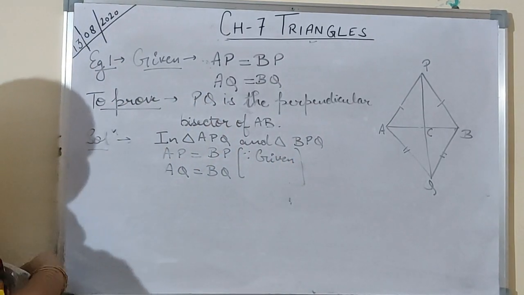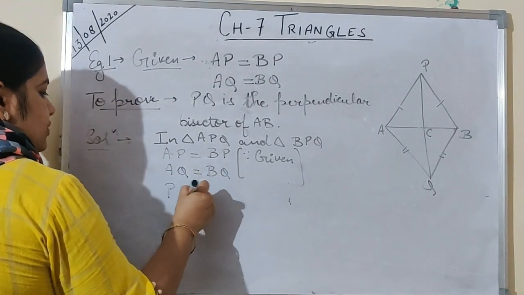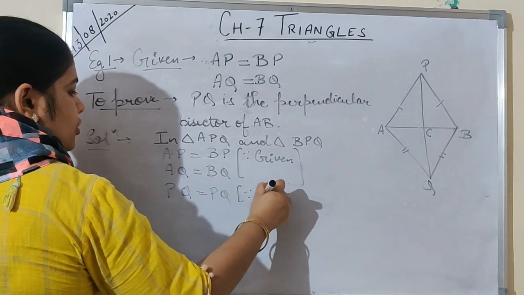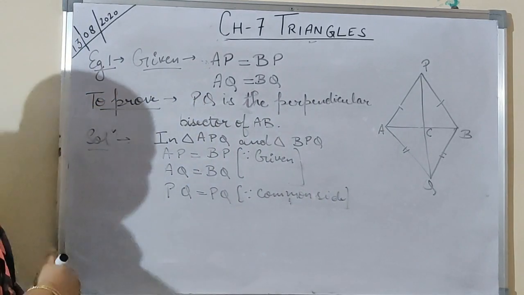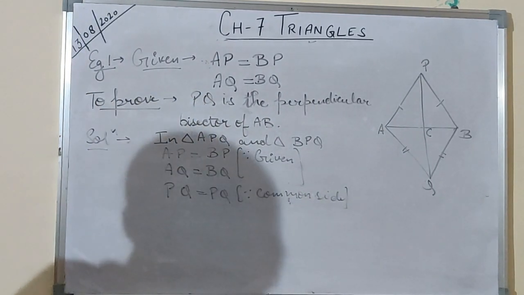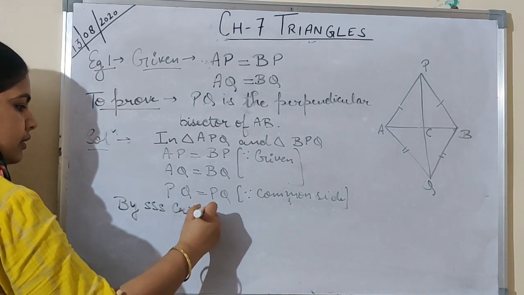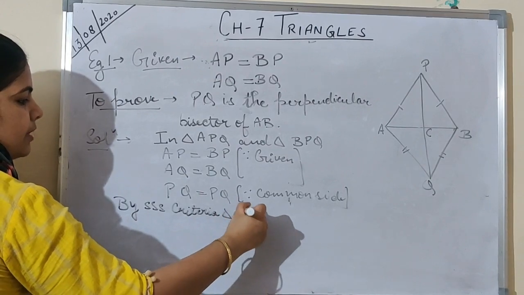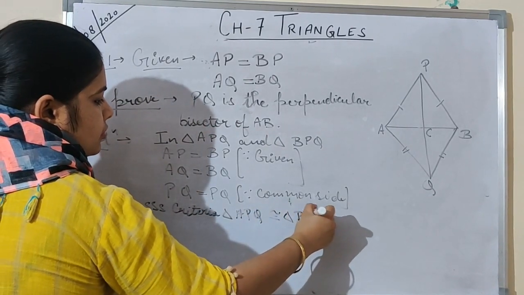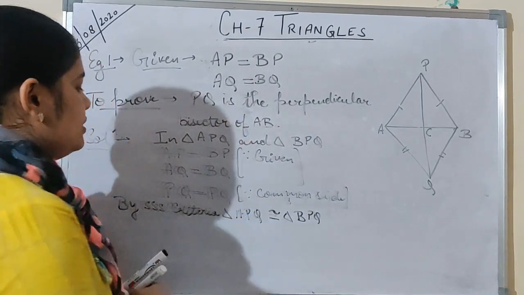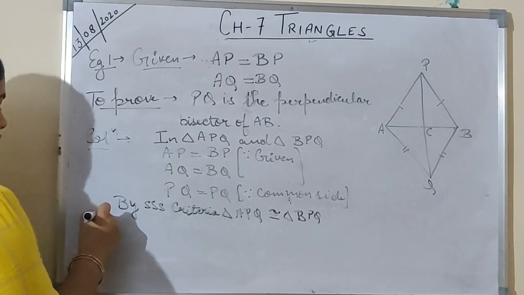Okay. So you can see here that AP is equal to BP given to us, AQ is equal to BQ given to us. Then what third thing is left? That is PQ is equal to PQ because of common side. Now, which property is being applied here? By SSS criteria, triangle APQ is congruent to triangle BPQ. This we have proved by SSS criteria. Now we can apply CPCT over here.